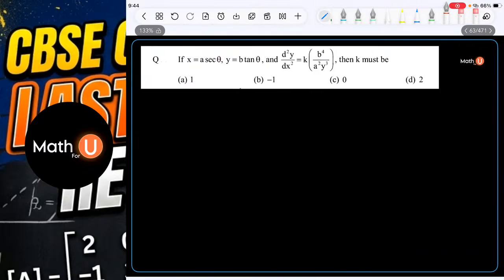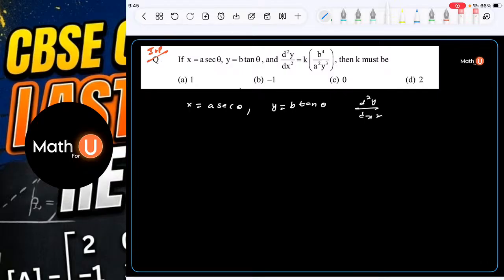Okay, next. These pattern questions are very, very important. These are the questions they ask in the examination. See what is given here. X equals a secant theta, y equals b tan theta. They are asking to find d square y by dx square. We have to find d square y by dx square.